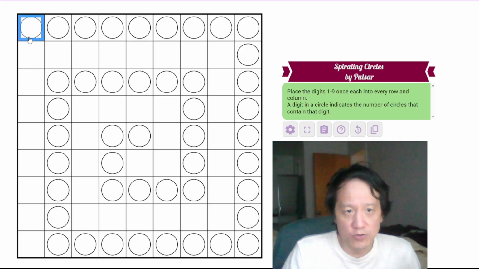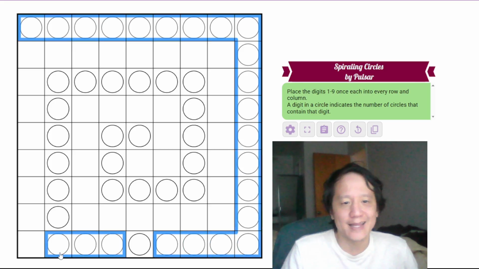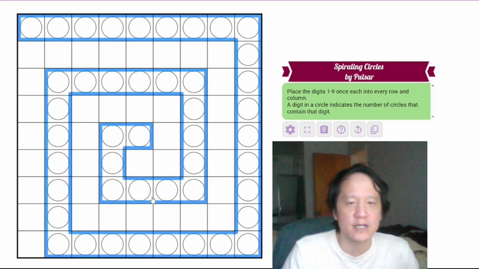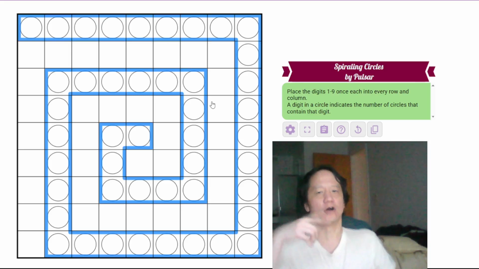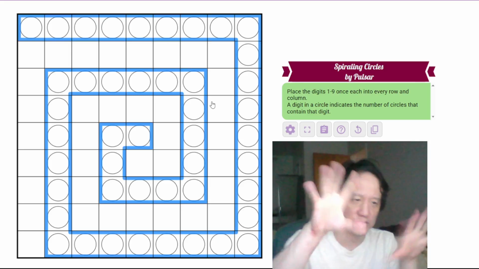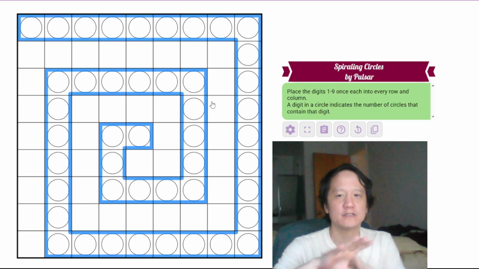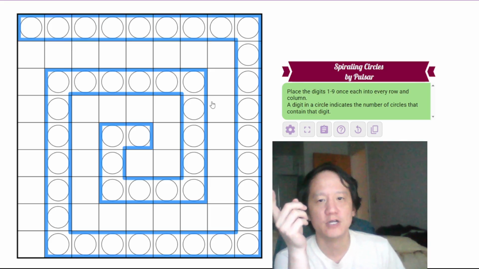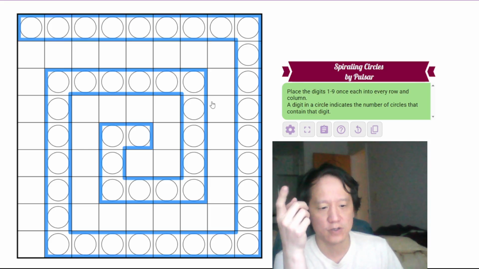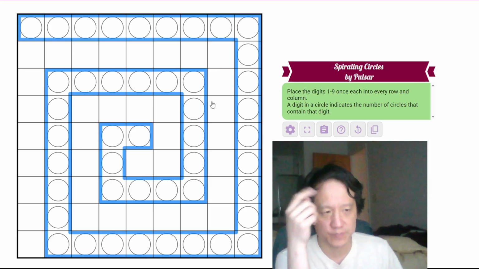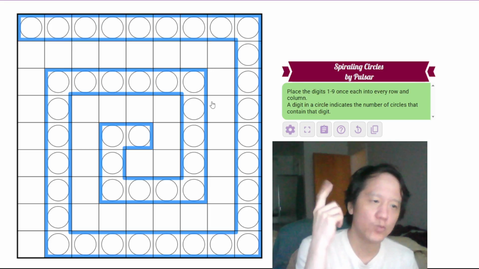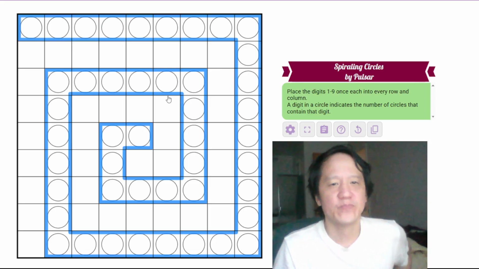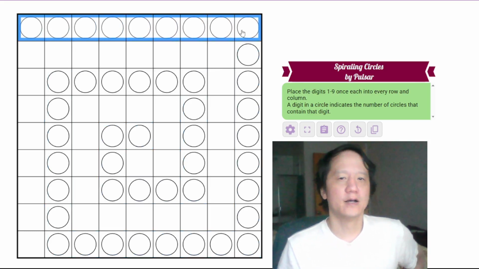Okay, so for circle puzzles, I like counting the number of circles there are. So specifically the circle puzzles where the number in a circle indicates how many circles contain that digit, right? Well, okay, this has to be 45.